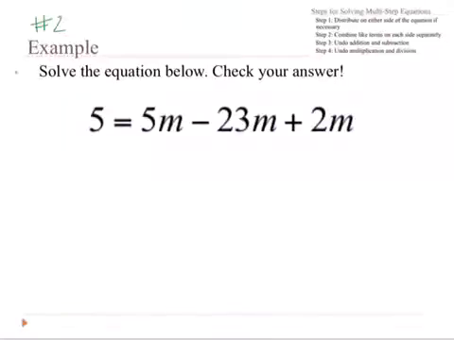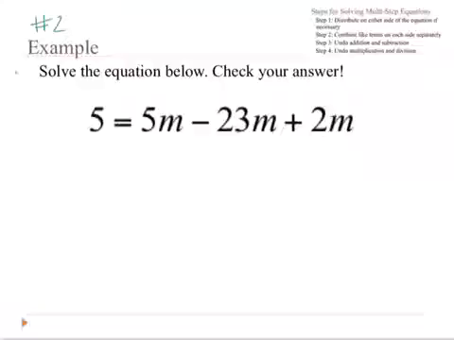Here's example number 2 in your notes. Notice I have used the upper right-hand corner to list the steps. And the first step is distribute on either side of the equation if necessary. We have no parentheses here, so there's no distribution. So we're going to move on to step 2. Combine like terms on each side separately.